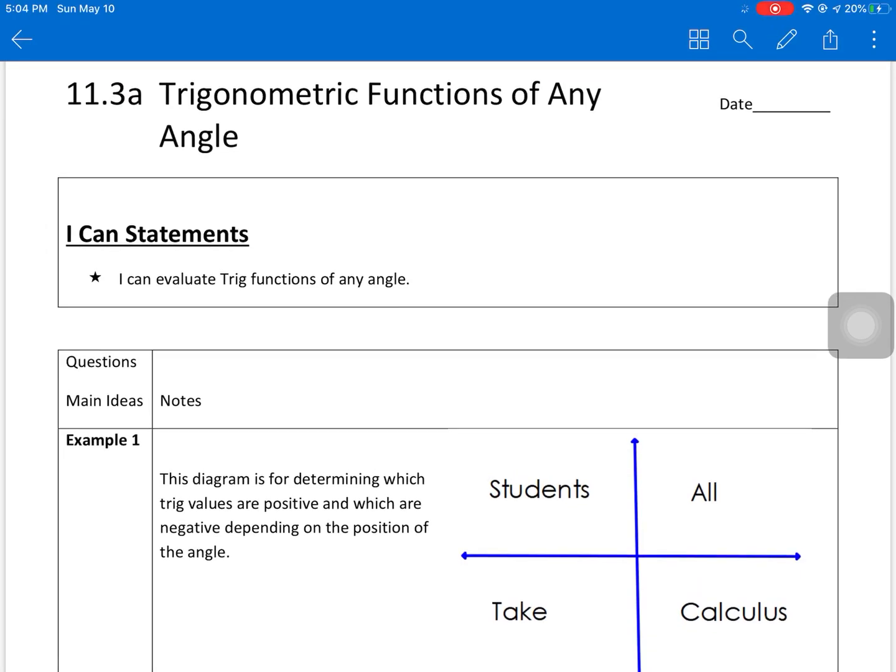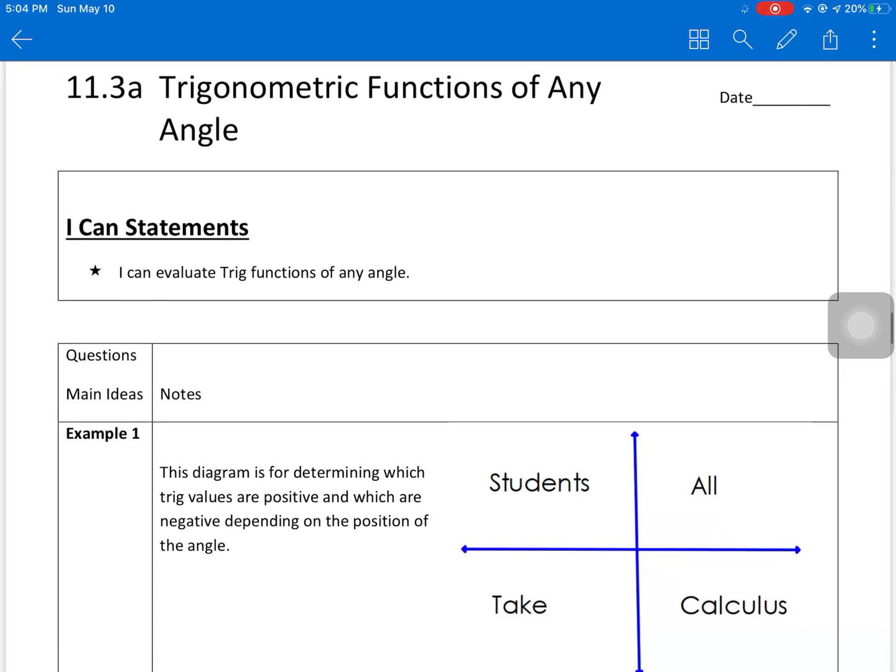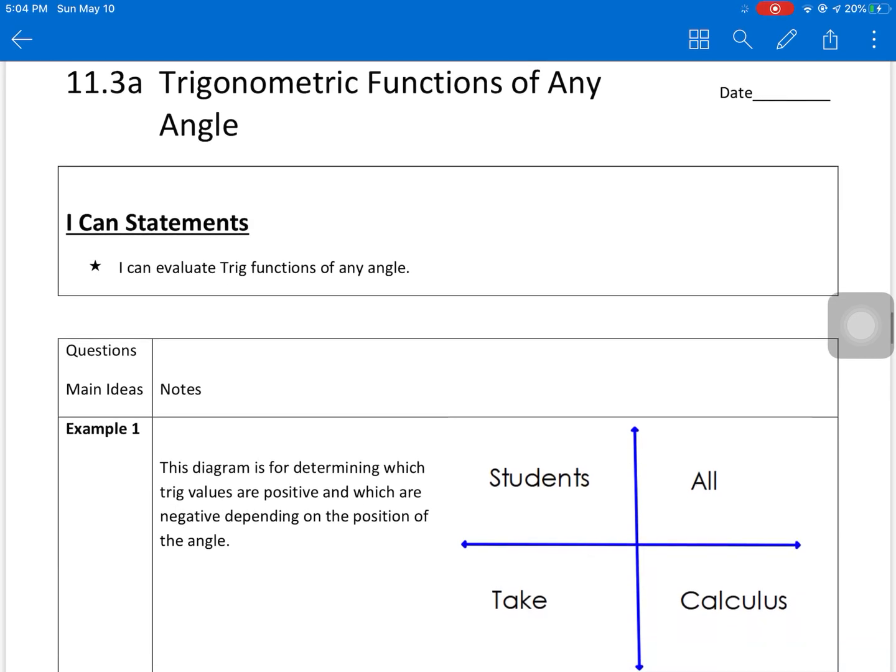Hey guys, so this week I have some good news. We only have one new lesson of the trig unit, and then I'll probably have you do a quiz or something supplemental to that. So today's lesson is on trigonometric functions of any angle.